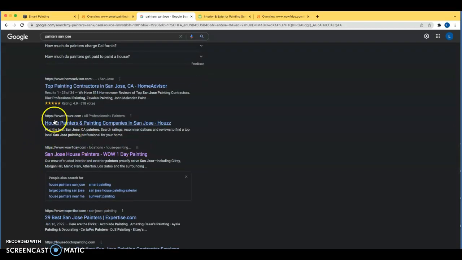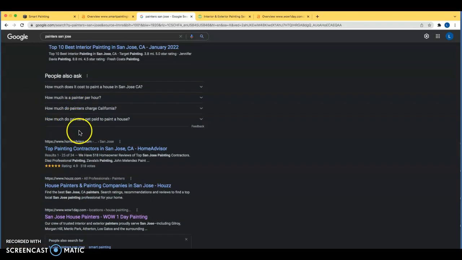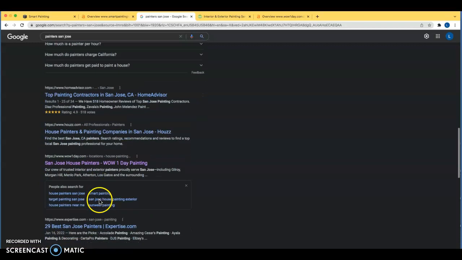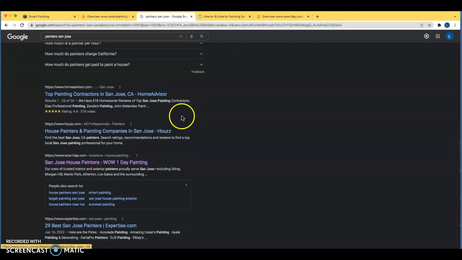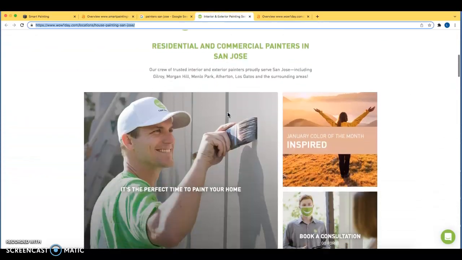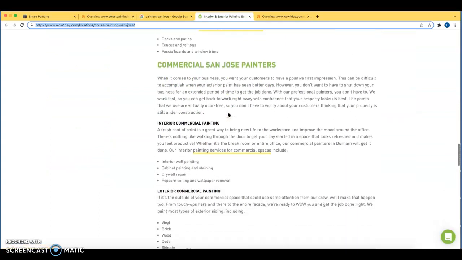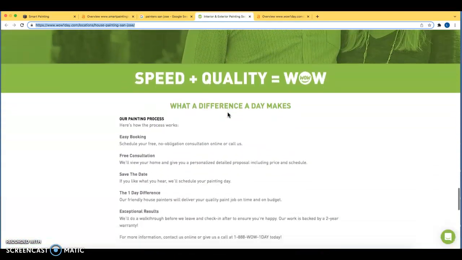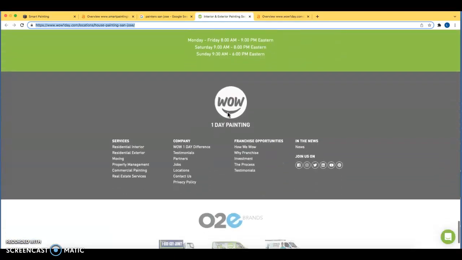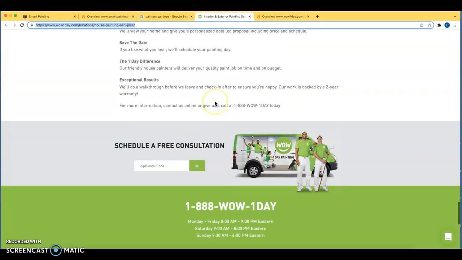Looking at the top ranked organic website that isn't one of these large national directory sites like HomeAdvisor or Houzz, we can see Wow One Day is the top one. Looking at their website, we can see that they have quite a bit more content on here. They're probably around 1,000 words, maybe a little bit more. So I would definitely shoot for that 1,500 to 2,000 words, and I think that would really help you guys out.